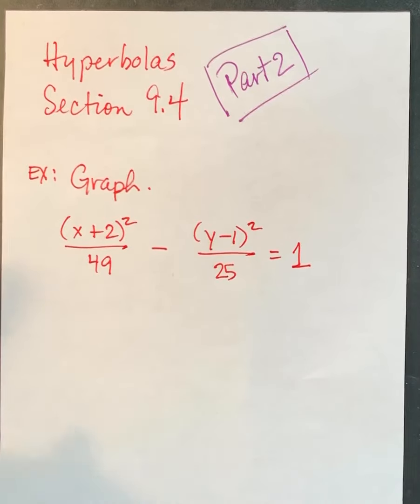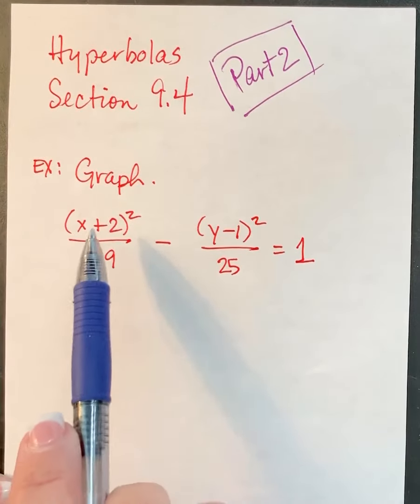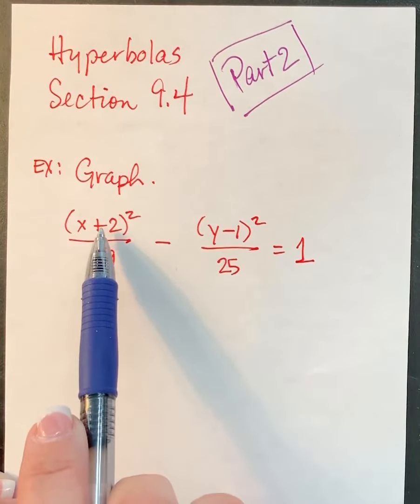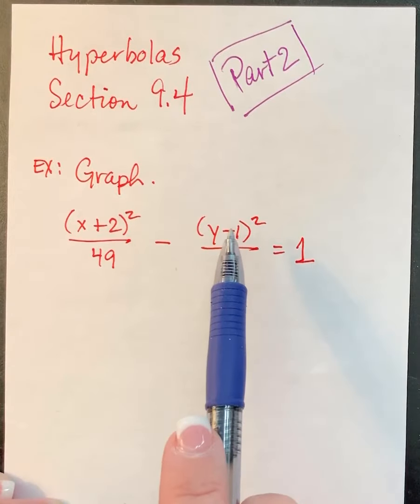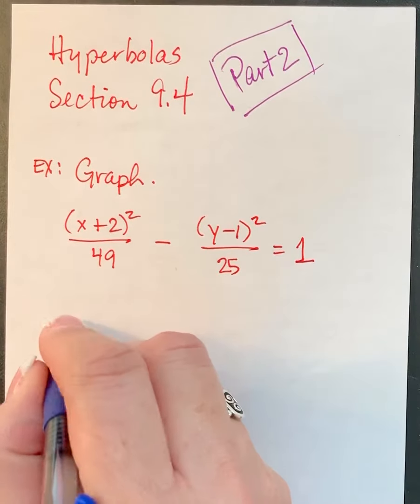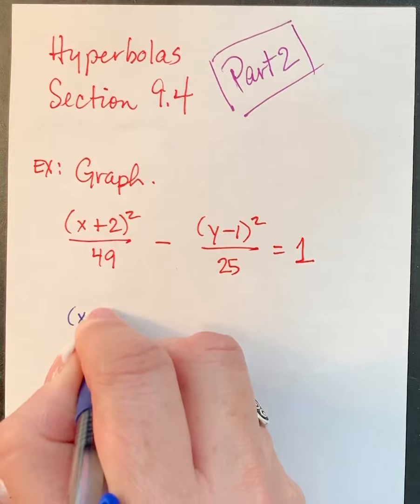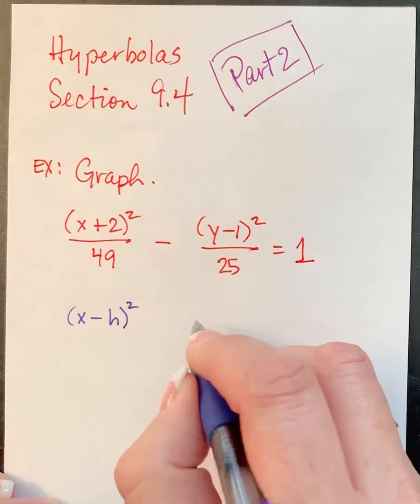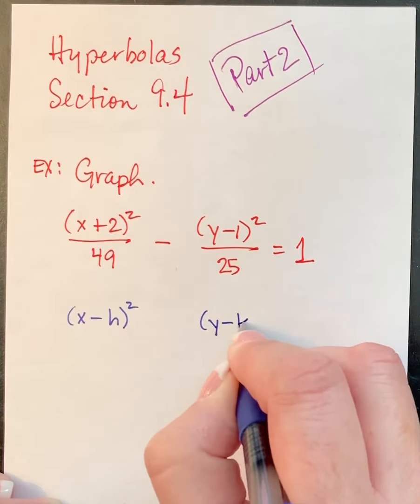Okay, this is the second video on hyperbolas, section 9.4. This one will focus on hyperbolas where the center is not the origin. So for example, if you're given this equation, instead of just having x squared, it has x plus 2 quantity squared, and same over here. It's y minus 1 quantity squared. So this basically fits in the form of x minus h squared and y minus k squared.